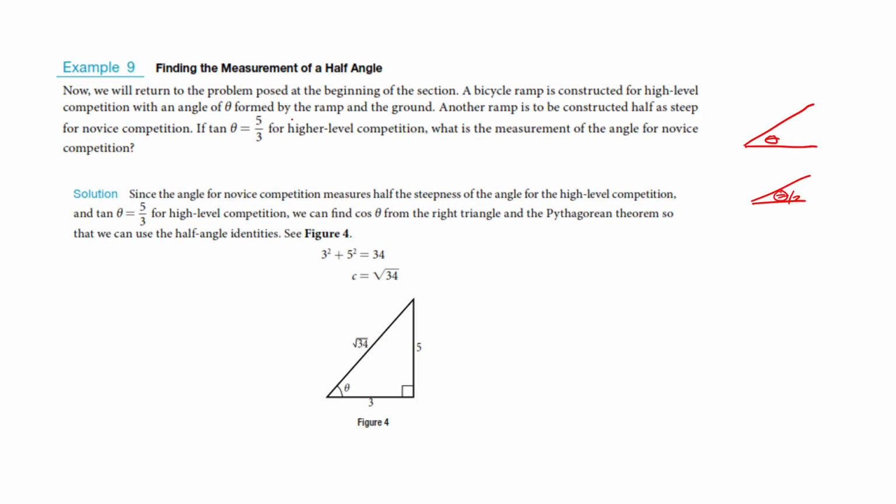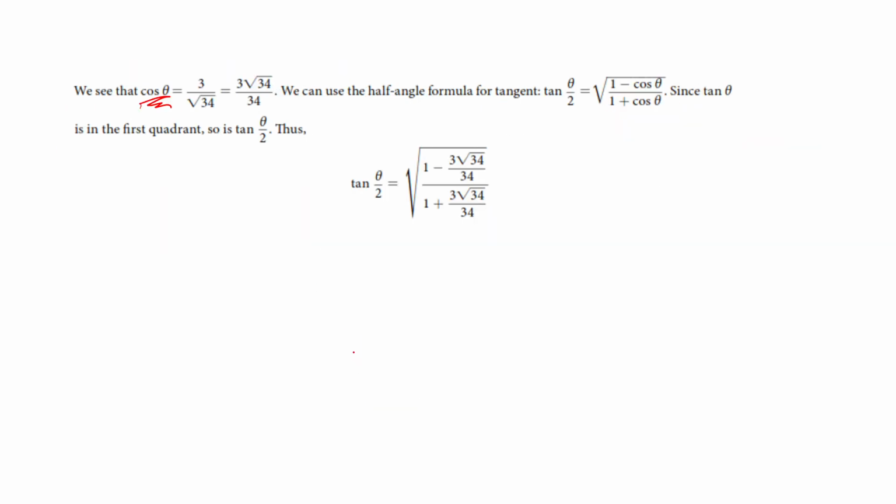So we go back to that same triangle there. Cosine would be 3 over the square root of 34. They rationalized it. So here's all I need. To find the tangent of theta divided by 2, all I need is the cosine of theta. So I put it in there. We've got a lot of manipulating to do. Just making 1 turn into 34 over 34.